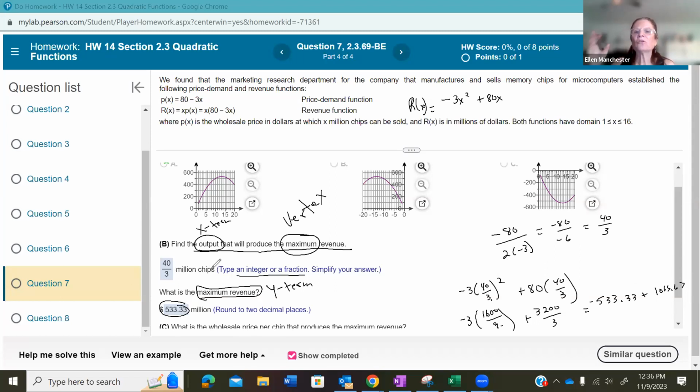Okay. So if it's asking for the number of products at a maximum, you're looking for the X term of the vertex. If it's looking for the actual value, whether it's revenue, profit, whatever it is, you're going to find the Y value. Okay. Any questions on that?